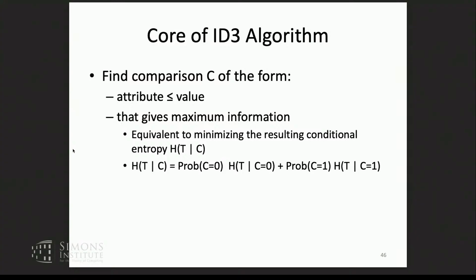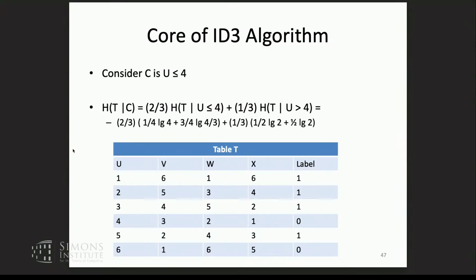about the label of what I'm asking a question about, or equivalently that the resulting conditional entropy be minimized, right? If the resulting conditional entropy went to 0, then I've completely learned what I need to learn. So, for example, if I have this table, one possible comparison is u less than 4, right? That would maybe be the root of my decision tree. So now what would be the resulting conditional entropy of u less than 4?